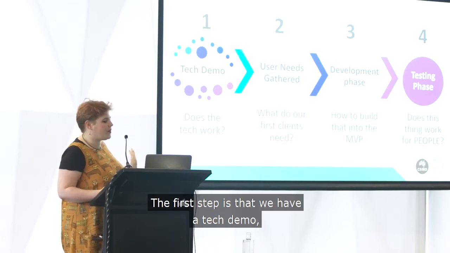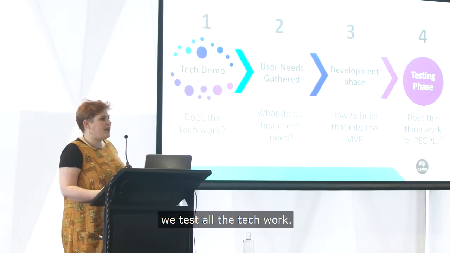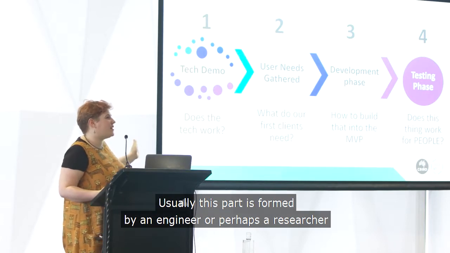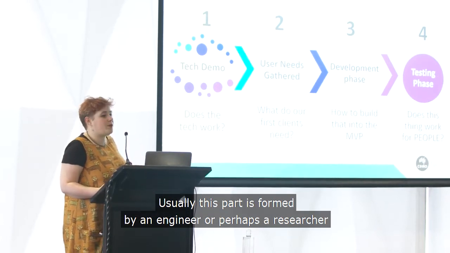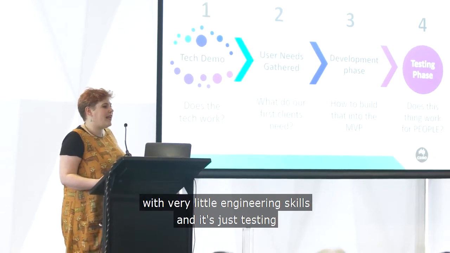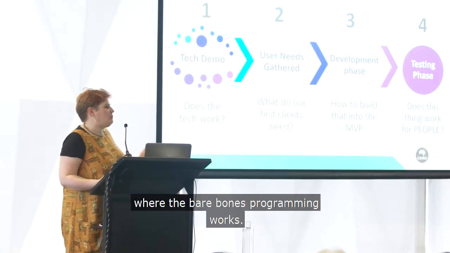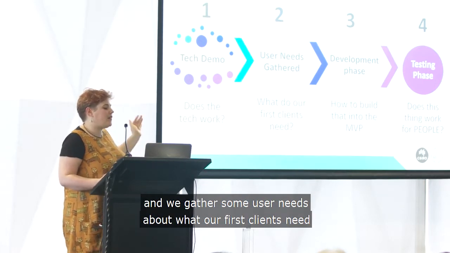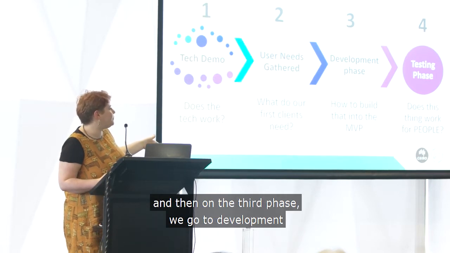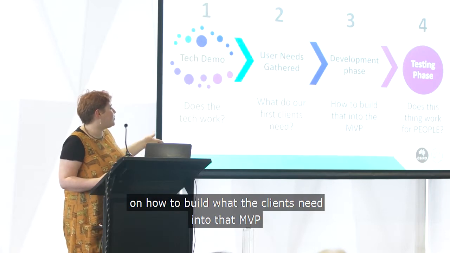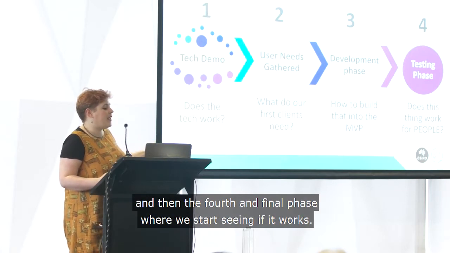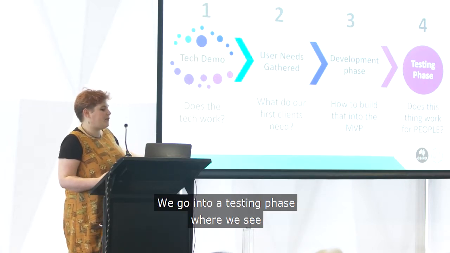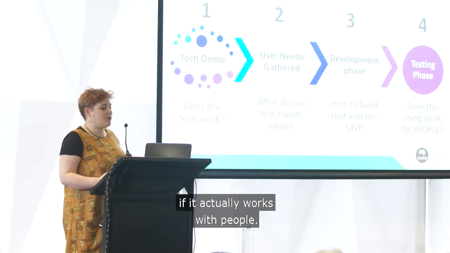process. The first step is that we have a tech demo. We test, does the tech work? Usually this part is performed by an engineer or perhaps a researcher with very little engineering skills, and it's just testing whether the bare bones programming works. We go to a second step where maybe I or someone else gets involved and we gather some user needs about what our first clients need. And then in the third phase, we go to development on how to build what the clients need into that MVP. And in the fourth and final phase, where we start seeing if it works, we go into a testing phase where we see if it actually works with people.